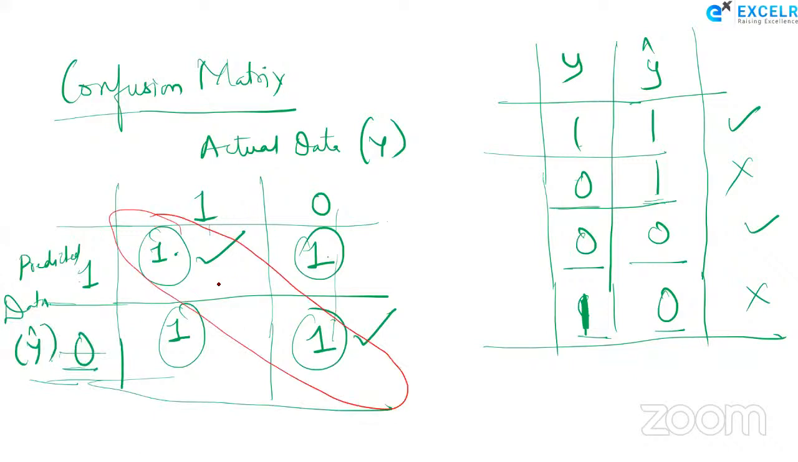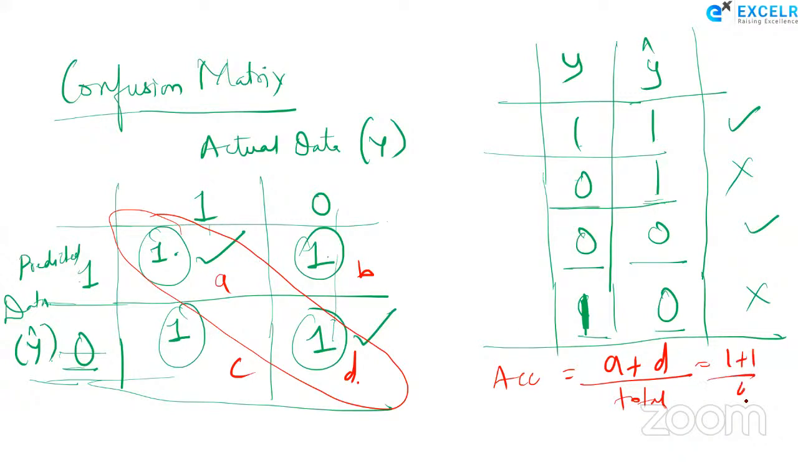Okay. And if you call these A, B, C, and D, the accuracy is nothing but A plus D, basically the correct predictions made divided by the total. So in this case, I have one observation here, one observation over here. So this will be 1 plus 1 divided by 4, which is 2 by 4, which is nothing but 1 by 2, which is 50%. So the accuracy of the model here is 50%. Okay. Are we getting this, guys? Everyone?